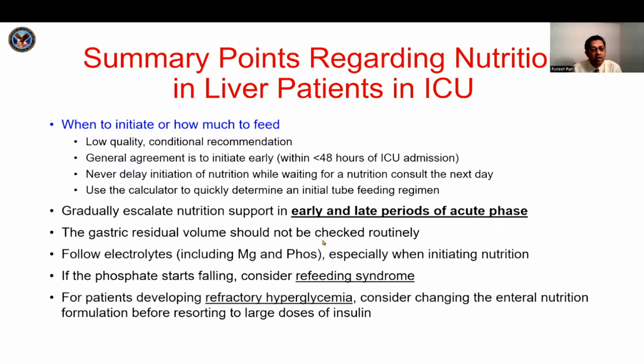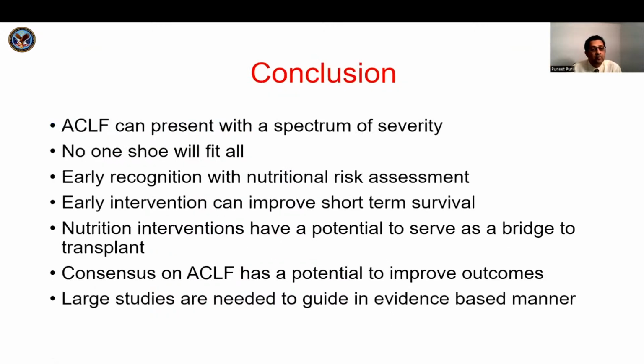Gastric residual volume should not be checked routinely, and follow electrolytes closely, including magnesium and phosphorus, especially when initiating nutrition. And if phosphate starts falling, consider refeeding syndrome and manage accordingly. For patients that develop refractory hyperglycemia, consider changing their enteral nutrition formulation before resorting to large doses of insulin.